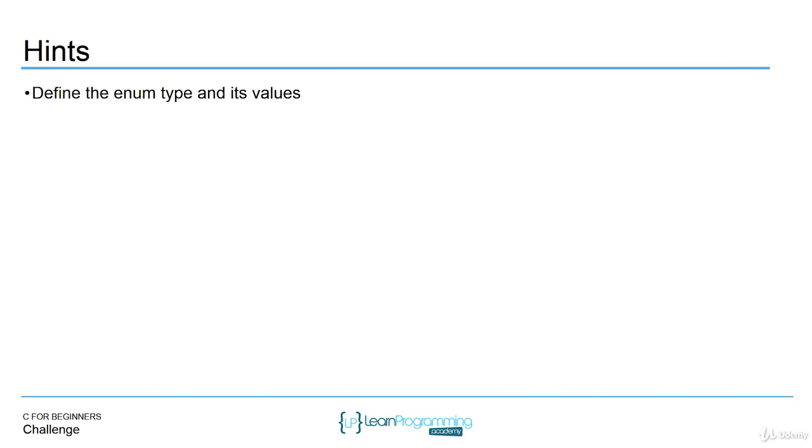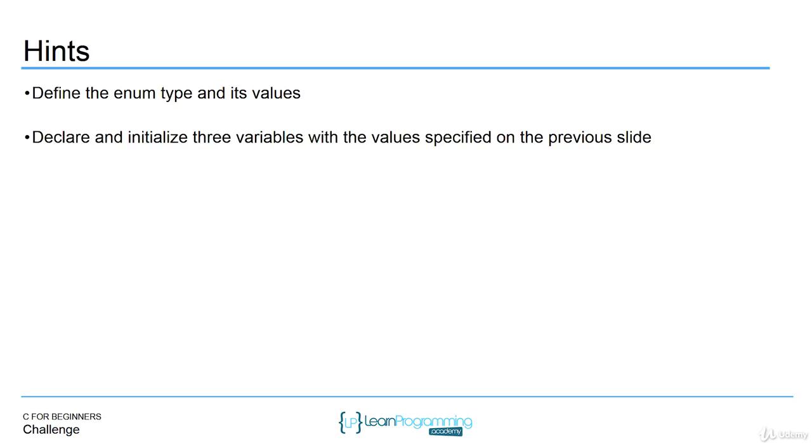So some hints. You're going to have to first define that enum type and its values. So what you're going to need to do is use that enum keyword. You're going to need to use the brackets, right? The squiggly brackets for the valid values. You're going to have to declare and initialize three variables. The way that you declare an enum type is just use the enum followed by the name. And then you can assign values using the equals operator.